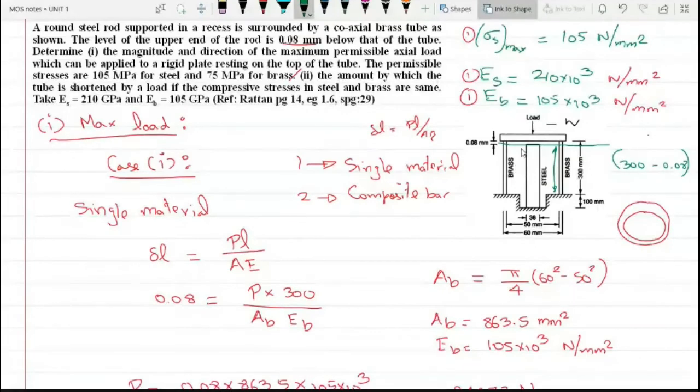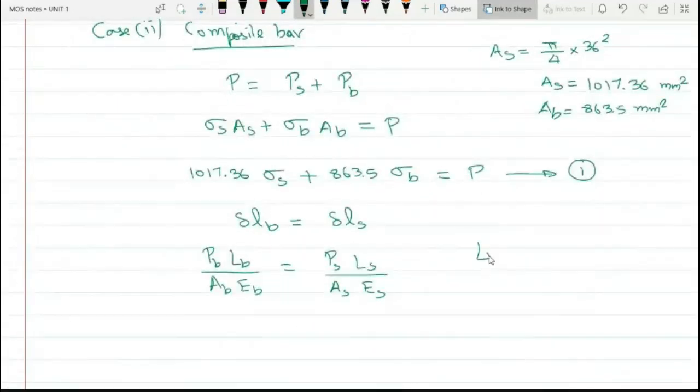But in a real problem, for example, if instead of 0.08 they give 8 mm, then it makes a big difference. So I'm doing it the right way. If you refer to your book, they say approximately equal to 300. But the real thing is, for the composite, the length is 300 minus 0.08. So that will be my LB value. LB is 300 minus 0.08.